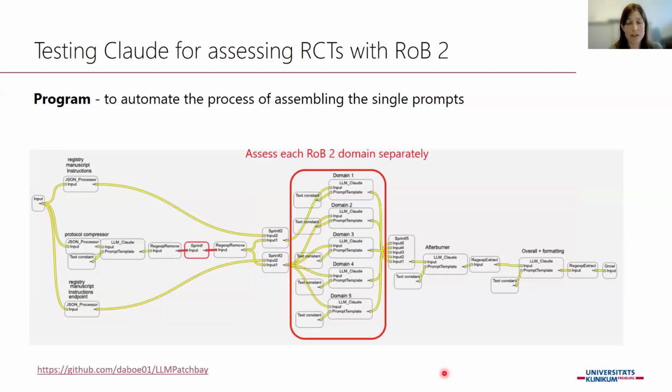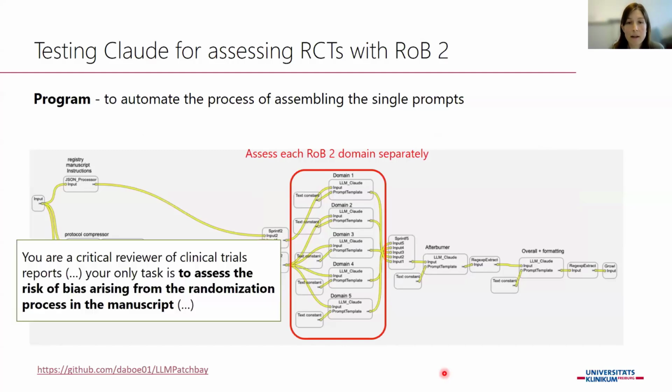The next thing was that we prompted Claude to assess each risk of bias domain separately, so each of the 5 domains. Also here is another excerpt of the prompt. You are a critical reviewer of clinical trial reports, and your only task is to assess the risk of bias arising from the randomization process, for example, in the manuscript.